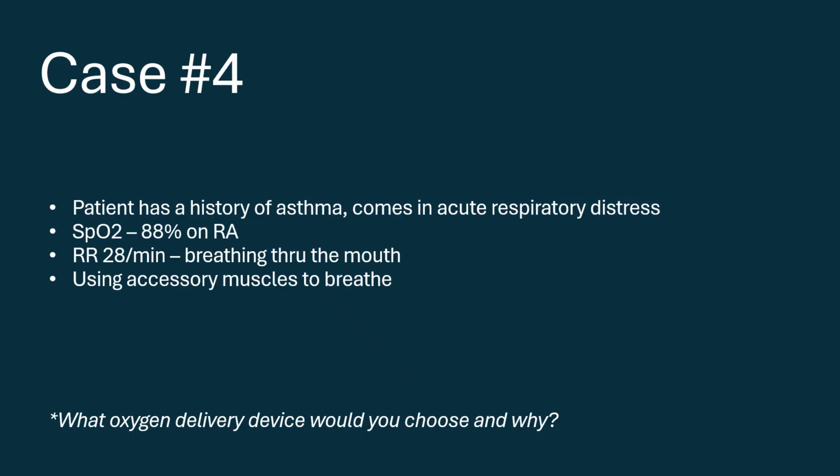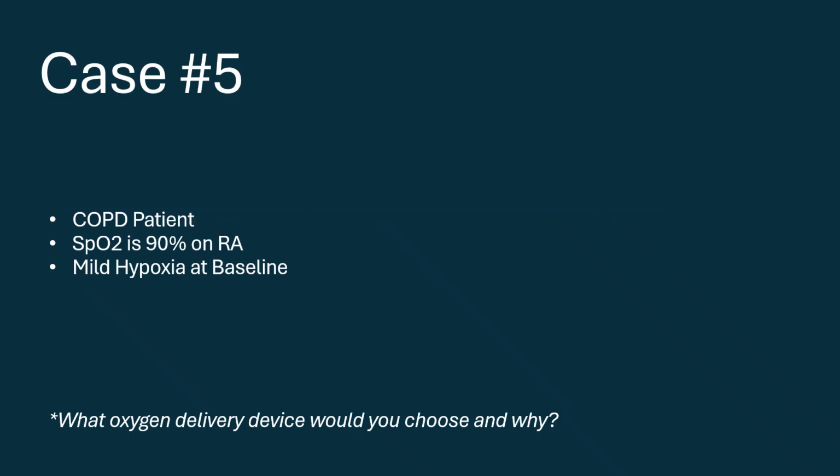Case number 4. Your patient has a history of asthma. They come in acute respiratory distress. Their SpO2 is 88% on room air. Their respiratory rate is 28 a minute and they're breathing through the mouth. And you can tell they're struggling to breathe because they're using their accessory muscles. So what oxygen delivery device would you choose here and why? And your last one. Your patient is a COPD patient. Their SpO2 is 90% on room air, and they just have some mild hypoxia at baseline. So what would you choose for this patient and why?